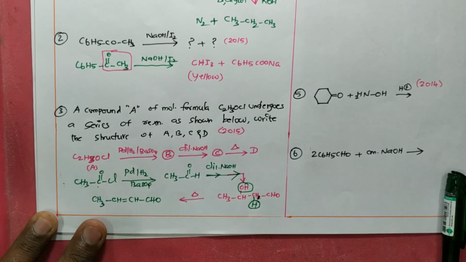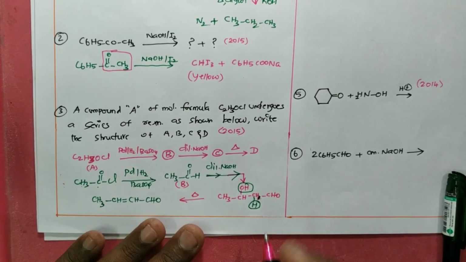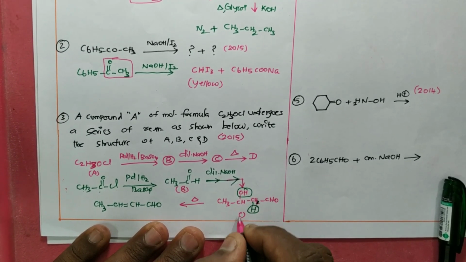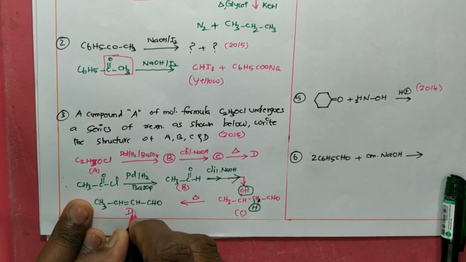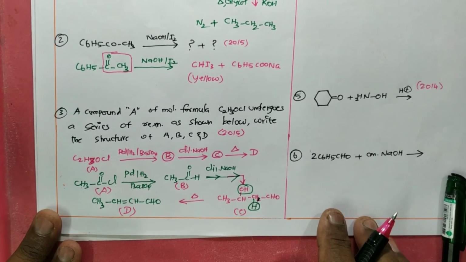So here now we can name it. This is B, so acetaldehyde I'll be getting. Here this is C and this is D. Are you able to understand? This is what the A structure is given. That's why there is no need to find out A.